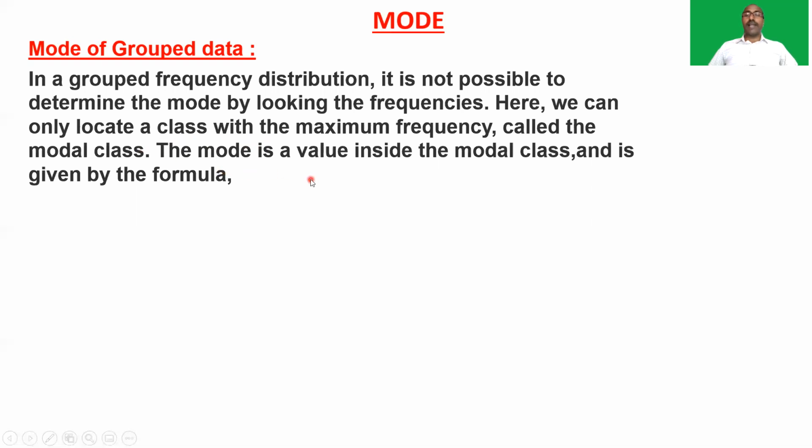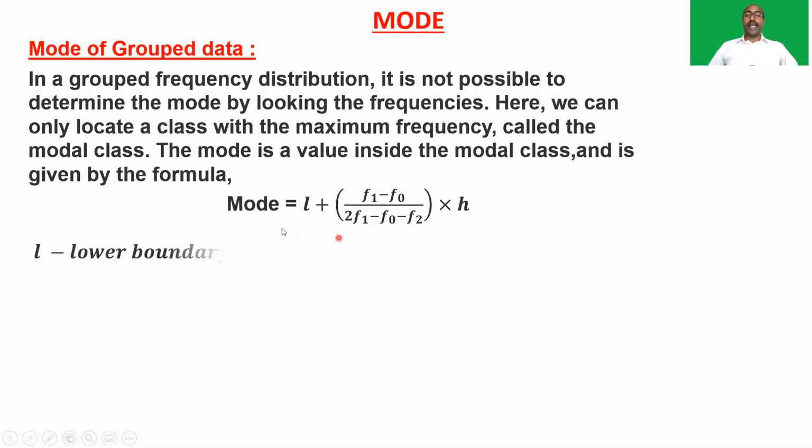The mode is a value inside the modal class and is given by the formula: mode = L + ((F1 - F0) / (2F1 - F0 - F2)) × H, where L is the lower boundary of the modal class. And what is the modal class? The class with the maximum frequency is called the modal class, and we denote its lower boundary by L.